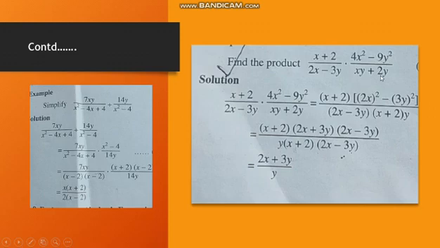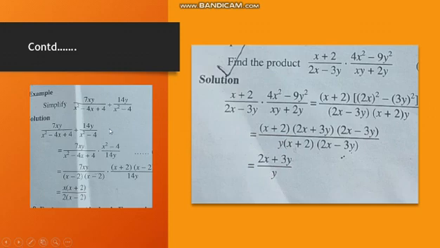and in this xy + 2y, y will be common, and my expression will be y(x + 2). Here I will apply the identity of a² − b², which is equal to (2x + 3y)(2x − 3y), and after cancelling 2x − 3y, 2x − 3y, x + 2 and x + 2, I will get my answer (2x + 3y) into (2x + 3y) divided by y.